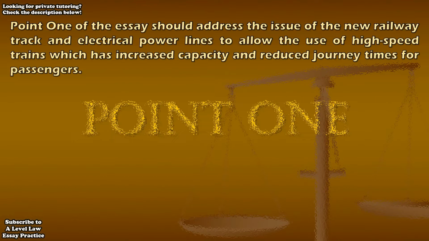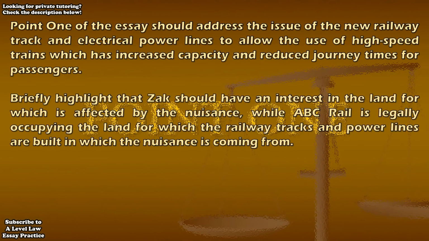It should be noted that the issue with who can sue and who can be sued shouldn't be an issue here, but we should just briefly highlight that Zach should have an interest in the land which is affected by the nuisance, while ABC Rail is legally occupying the land on which the railway tracks and the power lines are built, from which the nuisance is coming.